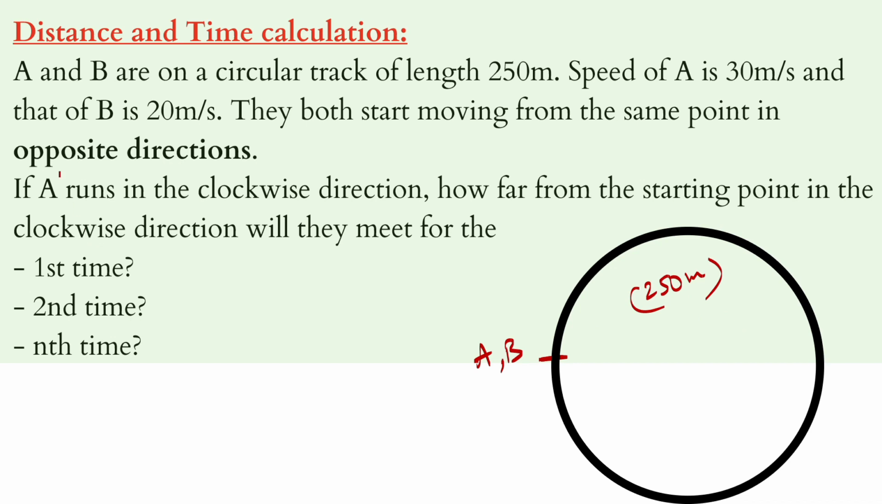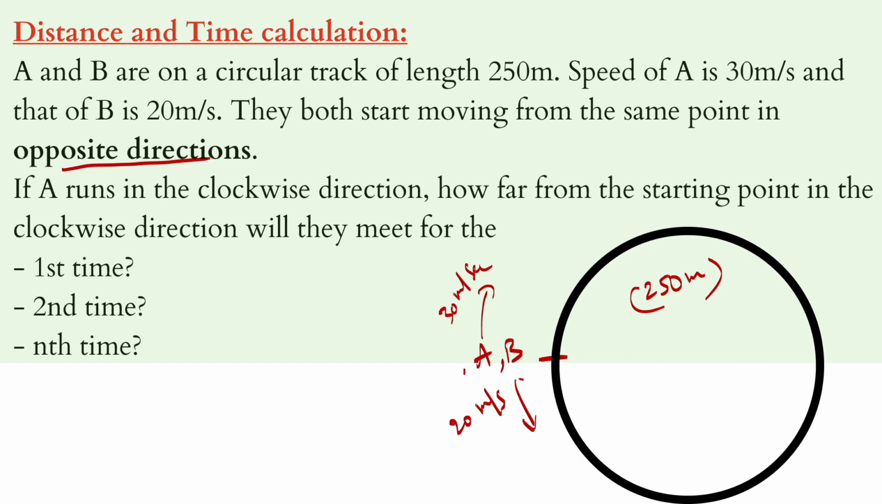One important thing to note here is opposite direction. A and B are traveling in opposite directions. That means A's speed is 30 meter per second, right? So it is in this direction, let us say 30 meter per second, and B should be in this direction if A is in that direction. So B's speed is 20 meter per second. Now as both are in motion, what is the concept that we must think of? We must think of relative speed, right? So relative speed comes here.